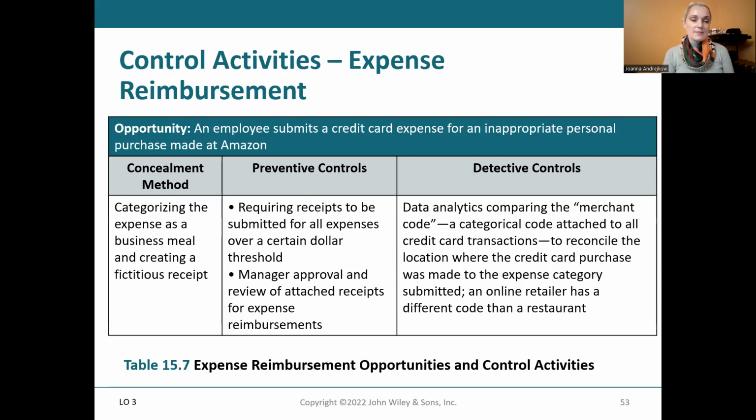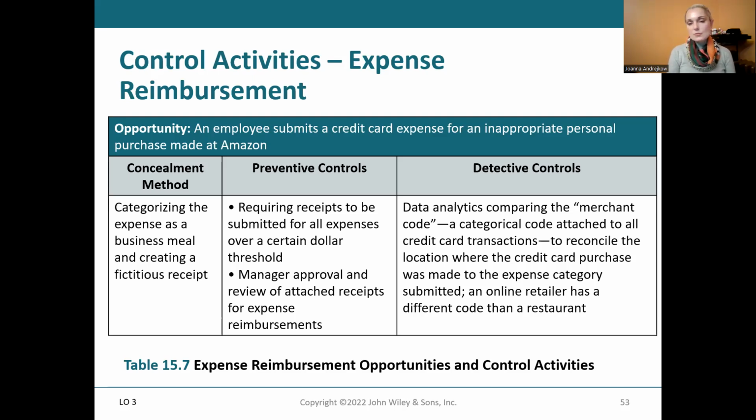So here we have an employee who submits a credit expense for an inappropriate personal purchase made on Amazon. The concealment method can be categorizing the expense as a business meal and creating a fictitious receipt. Preventative controls might be requiring receipts to be submitted for all expenses over a certain dollar threshold and having management approve and review attached receipts to make sure that they look legitimate.